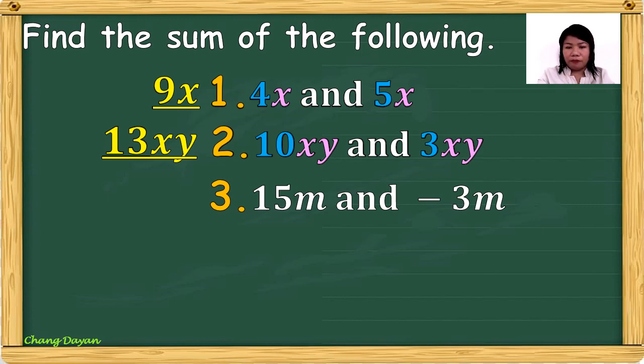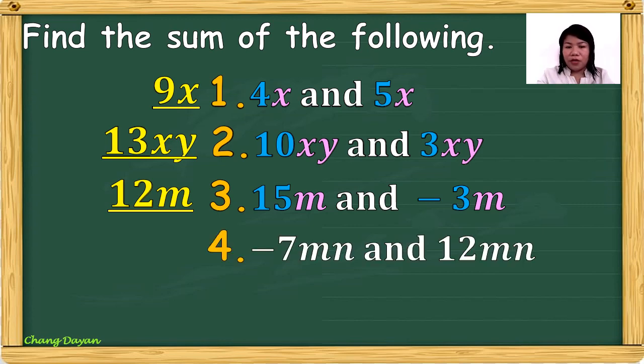Number 3, 15m and negative 3m. Identify ulit ang numerical coefficient at ito ay 15 at negative 3. Pagsamahin natin, 15 plus negative 3, the sum is 12. Para ka lang nagsusubtract. Then, copy the literal coefficient. Ulitin ko, you cannot combine unlike terms.